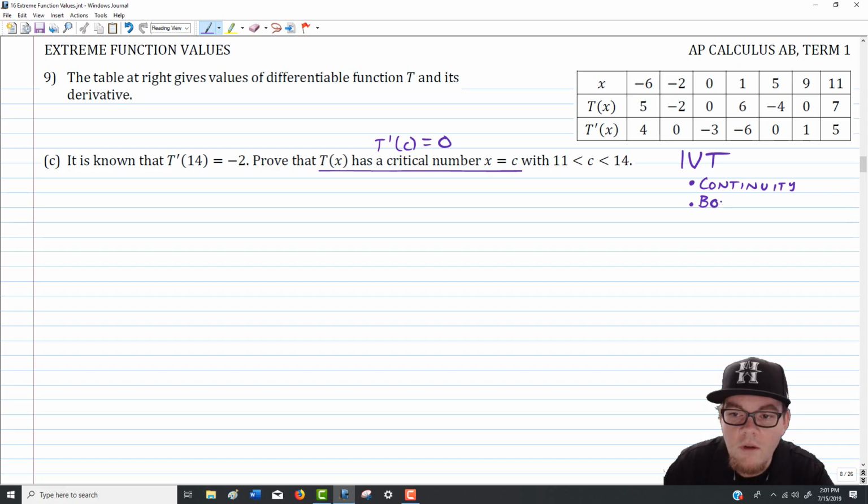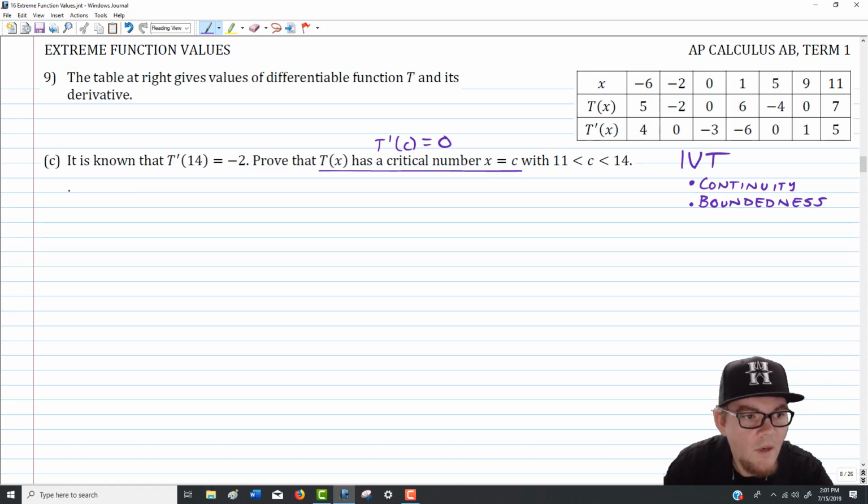Continuity and boundedness are the two things that we're looking for. Is our function going to exist everywhere in between the two endpoints? And do those endpoints bound the value we're looking for? Those two properties will verify the intermediate value theorem applies, and we'll be able to draw conclusions from there.